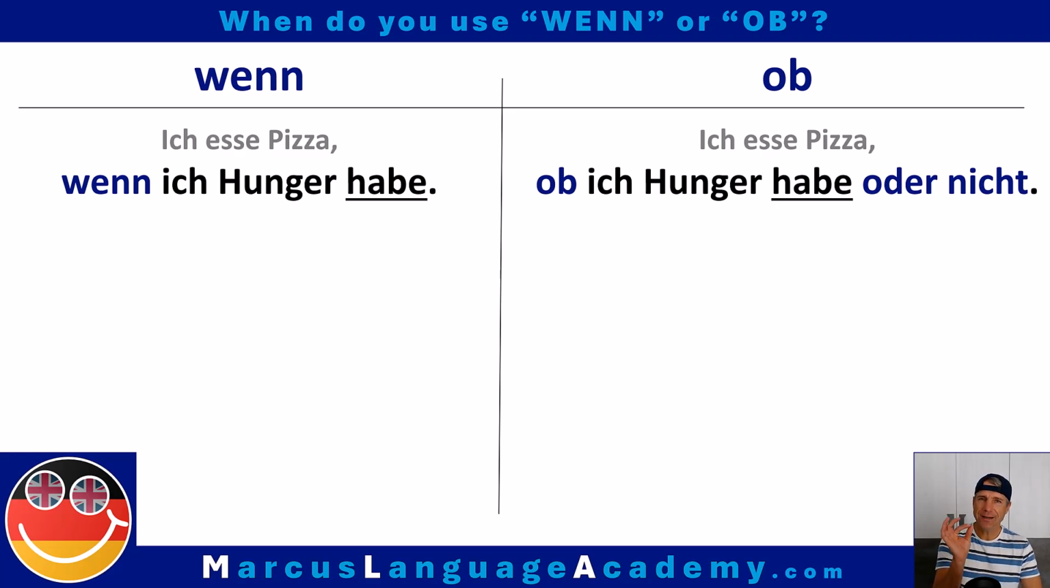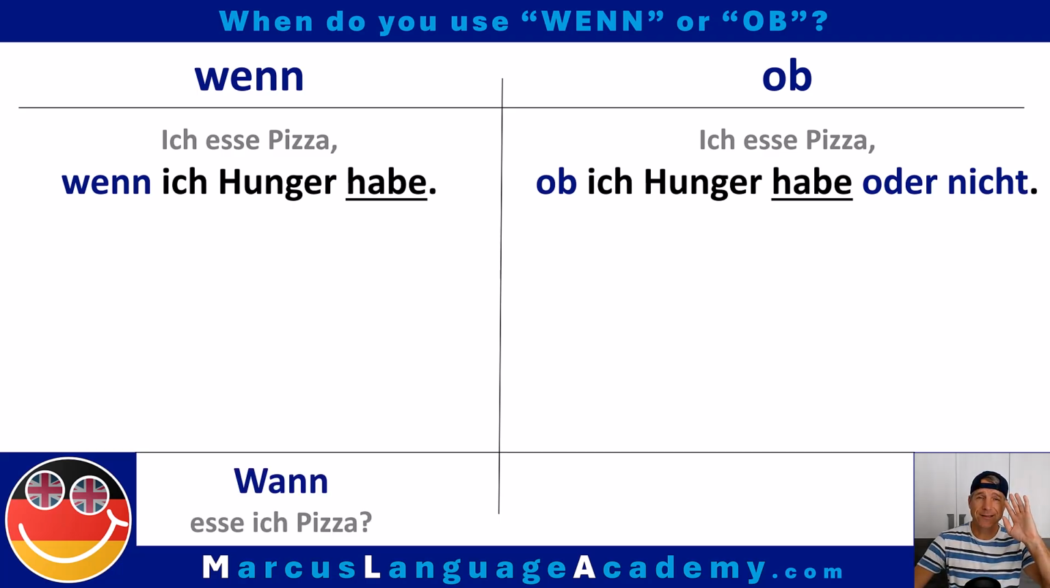In English you also have when and if, no? Most of the time when in English is wenn in German, and if in English is ob in German, okay? But sometimes it's not really clear. If you can add oder nicht, the negation, you should use ob, okay?